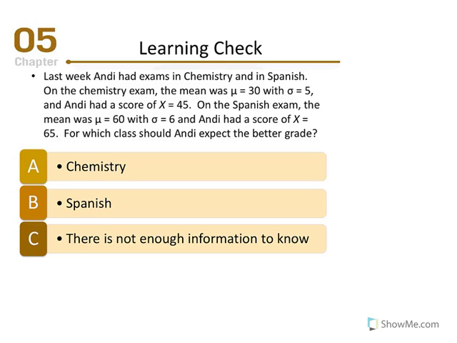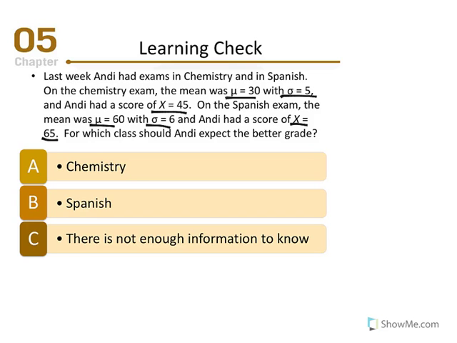Last week, Andy had exams in chemistry and in Spanish. On the chemistry exam, the mean was 30 and the standard deviation was equal to 5. And Andy scored a 45. On his Spanish exam, the mean was 60 with a standard deviation of 6. And Andy scored a 65 on that exam. For which class should Andy expect a better grade? In other words, which exam did he perform better on?